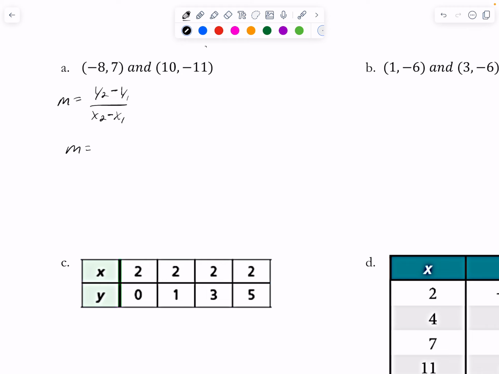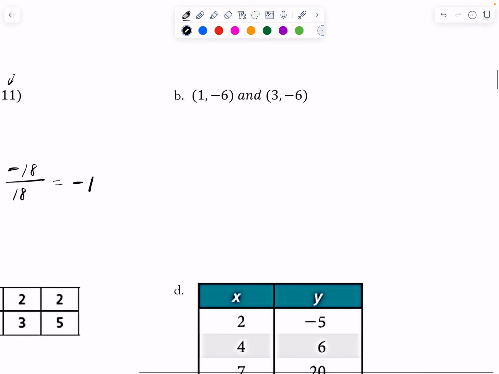So I'm going to start with this -11. So -11 minus 7. By starting with that -11, when I do the denominator, I need to start with the x that came with the -11, that 10. So I'm going to do over 10 minus -8. That's the change in your y over the change in your x's. Doing -11 minus 7 is -18. 10 minus -8 is actually 10 plus 8, which is 18. Divide that and you get -1. Okay, this next one, we're going to use the slope formula, but you might recognize what's happening already.